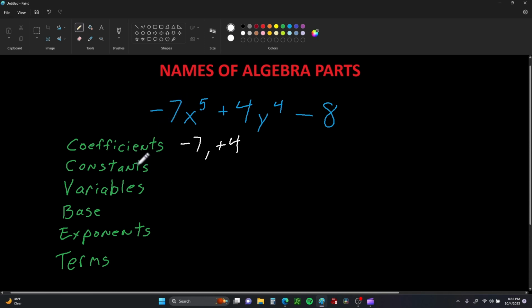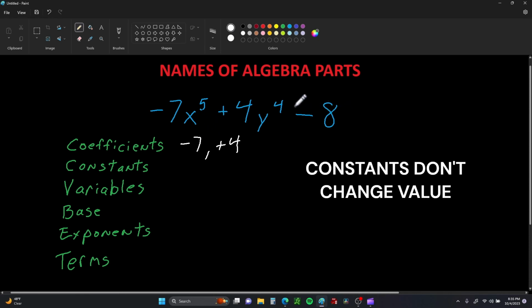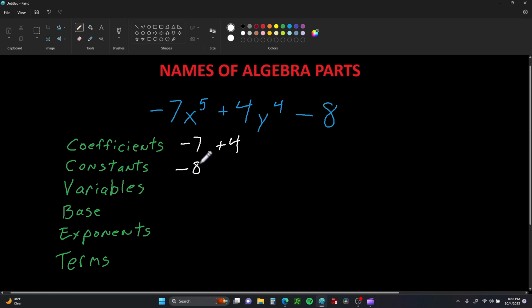So moving on to a constant, well, a constant is a number that is not in front of a variable, and it also includes the sign. So this constant for this expression is -8. Variables are represented by a letter, and we don't know what the letter is, and any number can be substituted in here. So the variables for here are x and y.